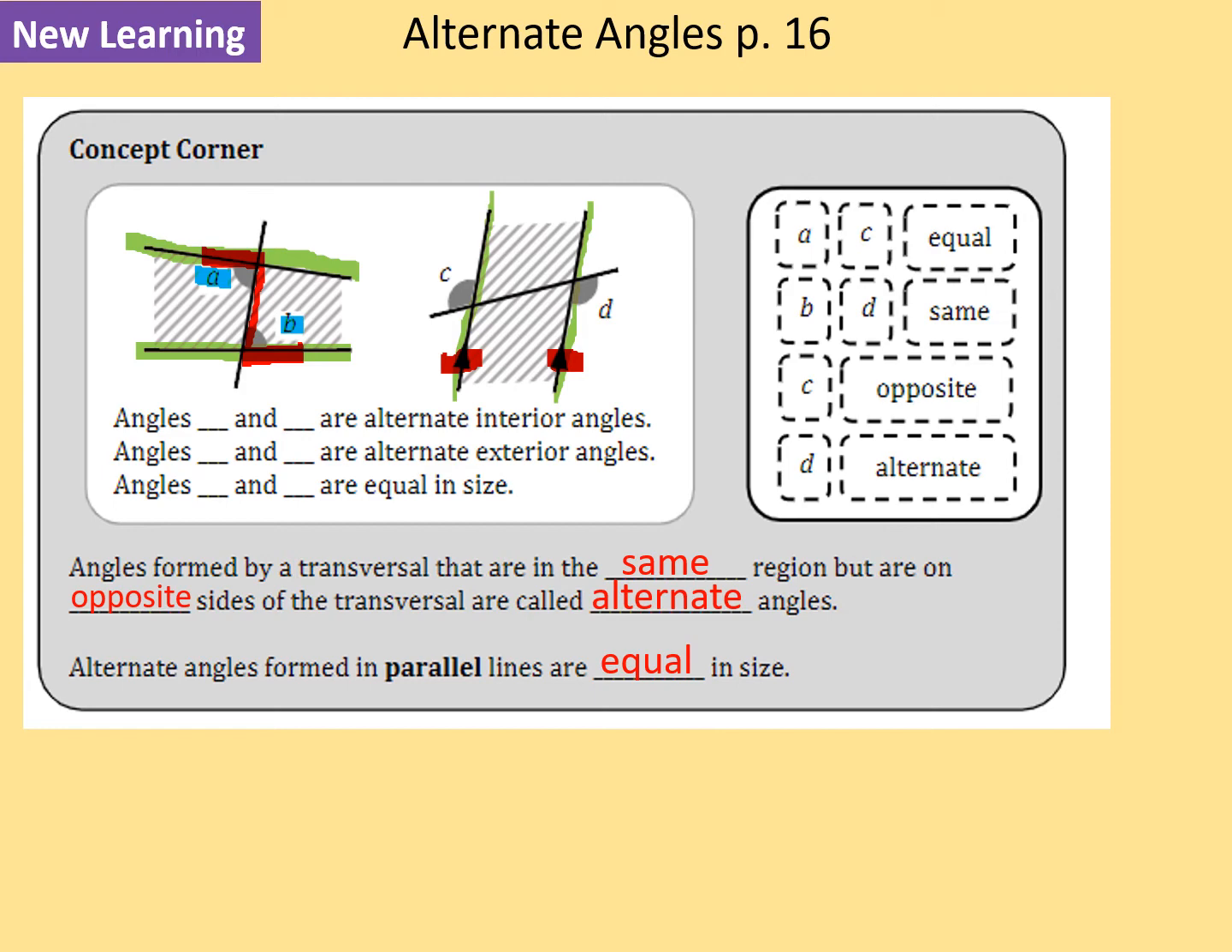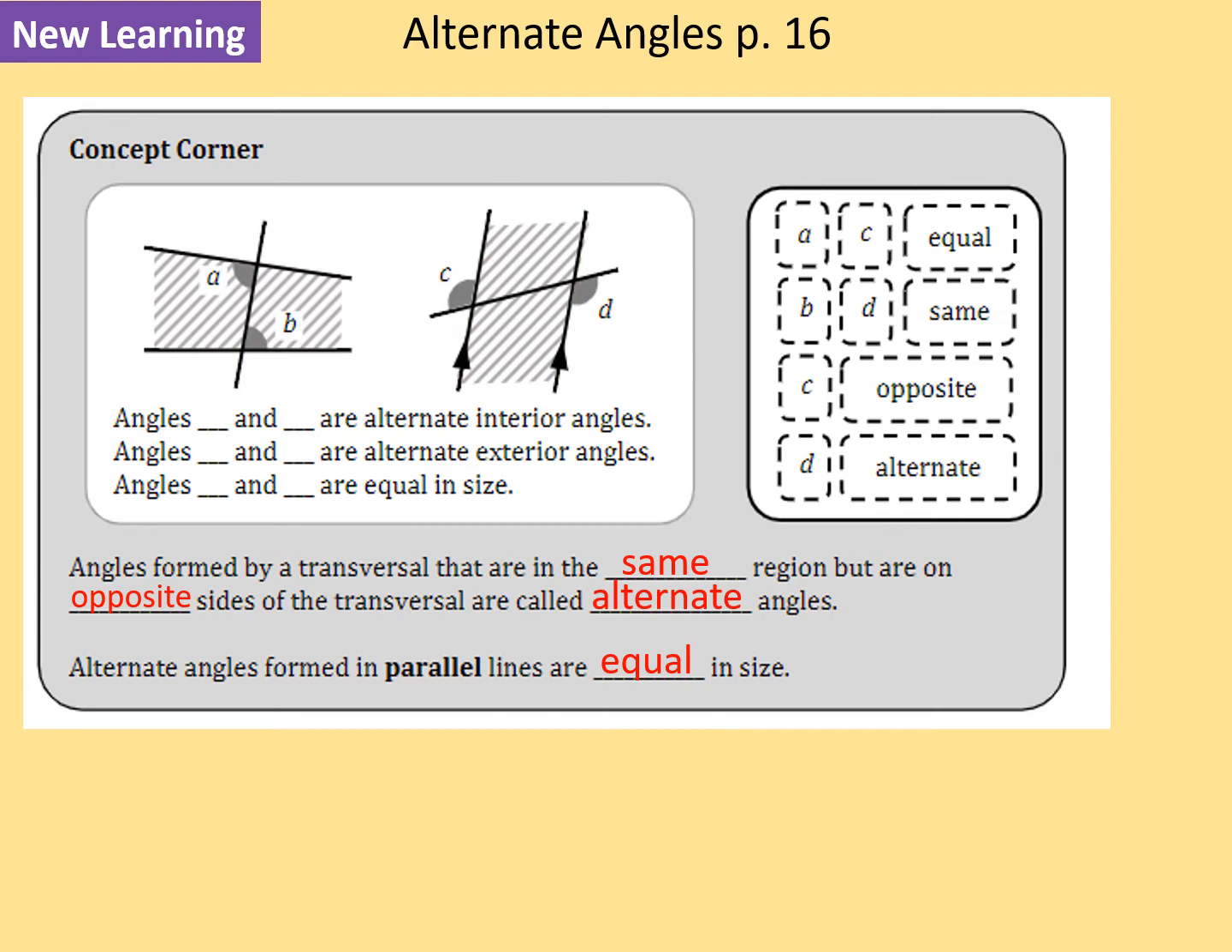In the second example, we can see that C and D are alternate because C is in the exterior region on the right side of the transversal, and D is on the left side of the transversal in the exterior region too, so this means that they are alternate. However, the important thing to notice here is that C and D are also equal because they are alternate angles and they are formed in parallel lines. And we have discussed in further detail in class that if this is the case, that means that the angles will be equal in measure.